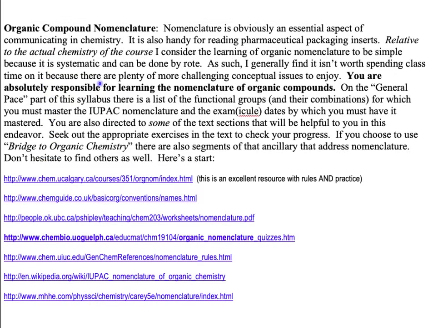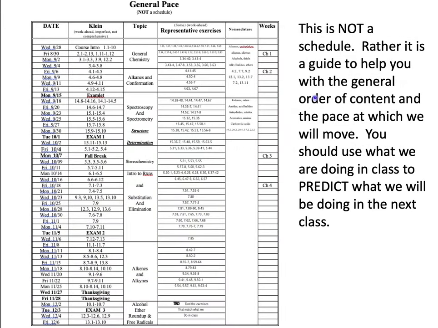I mentioned that you are responsible for nomenclature. You should read thoroughly this page of your full syllabus. What you find here is that I'm not going to teach nomenclature. It's not worth spending class time on nomenclature. This is learned by rote. The rules are written down. You all can read, learn the rules, and practice nomenclature. So you are absolutely responsible for learning the nomenclature of organic compounds. And again, there is a general pace, a schedule by which you should be learning those things in time for the appropriate exam or examlet.